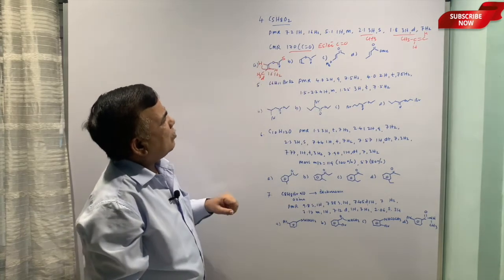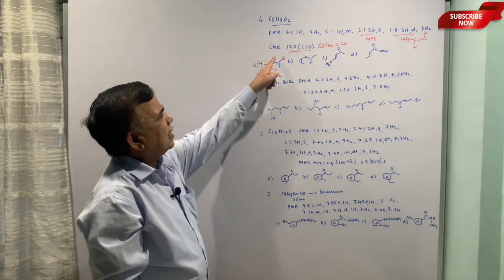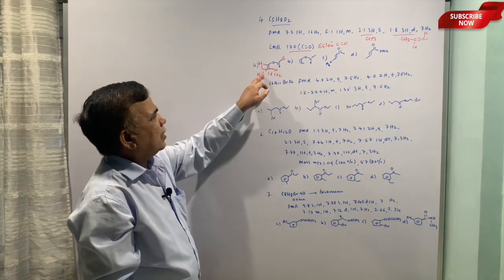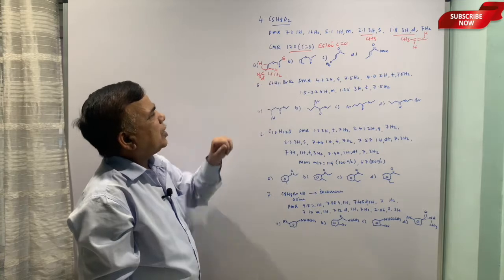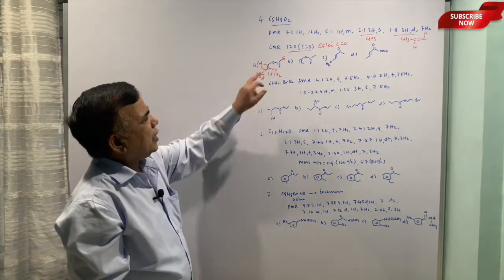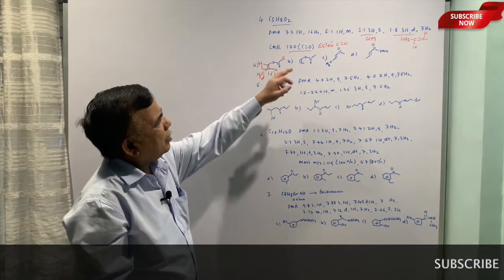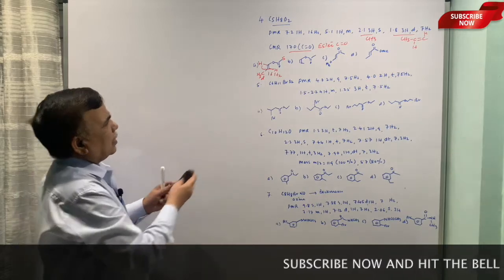7.2 and 5.1. When you look at this, it is electron pulling on the other side. Because of that, the beta carbon or this proton will be deshielded. Alpha and beta: beta is always deshielded. So beta will be 7.2, alpha will be 5.1, and the rest of the things are clear.